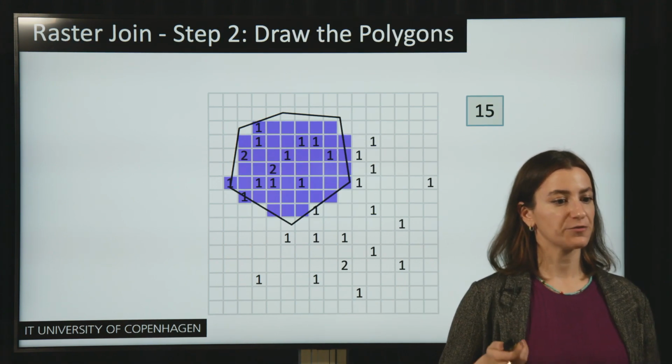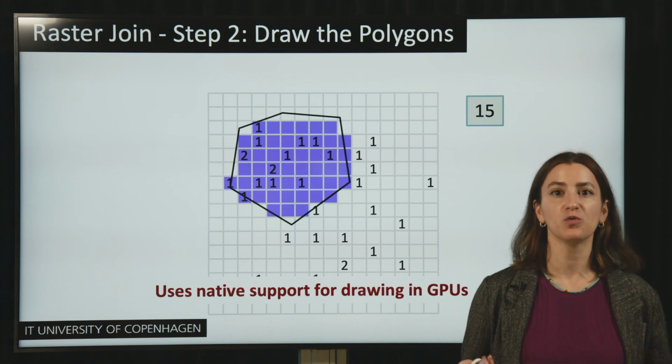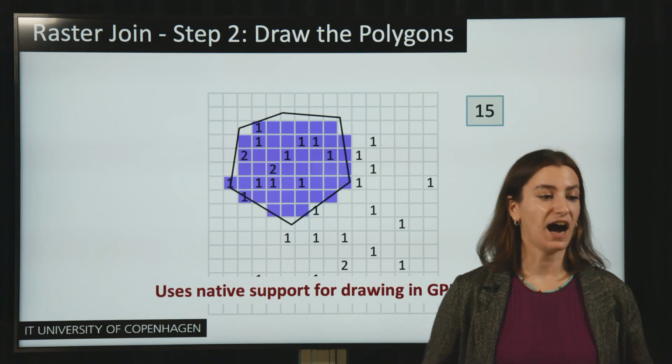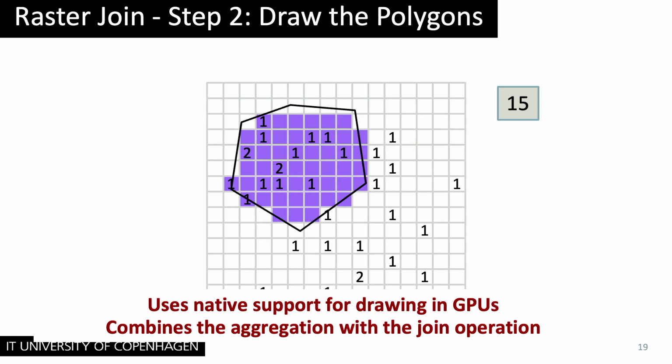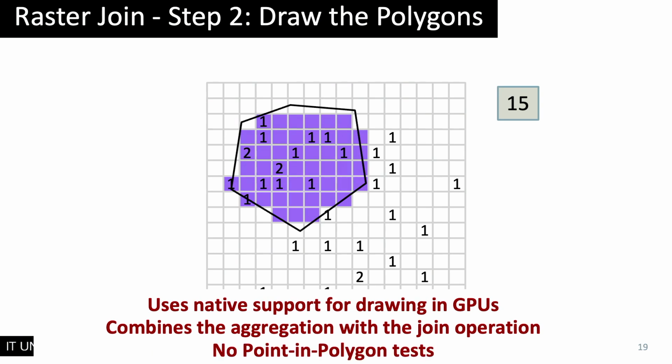Now, our approach frames the problem of evaluating spatial aggregation queries as drawing operations that are highly optimized for the GPU. Also, we encapsulate both the join and the aggregation in a single operator here, and this means that we avoid join materialization costs. So we do not need to explicitly store the result of the join and then use it to compute the aggregation, but we do both operations on the fly. And finally, the drawing operation takes care of finding all the points that are inside each pixel and all the pixels that are inside each polygon. Therefore, we do not need to perform costly point-in-polygon tests to map points to the polygons that contain them.